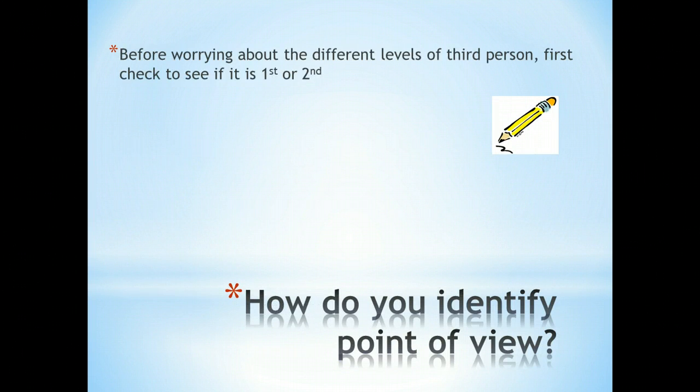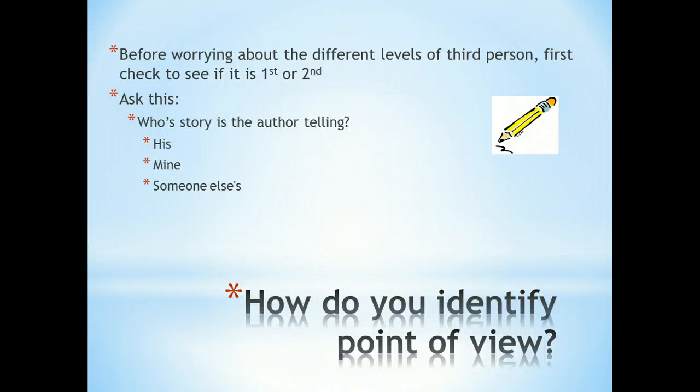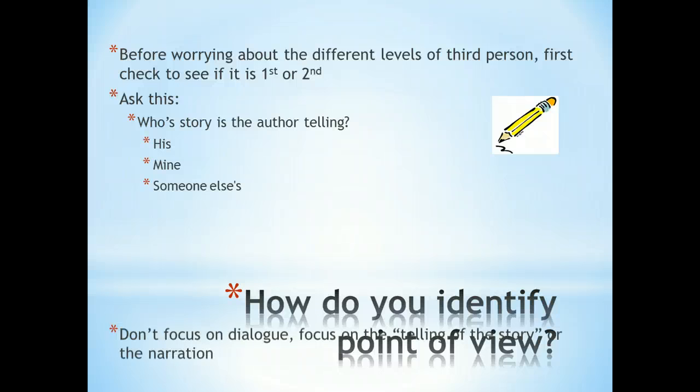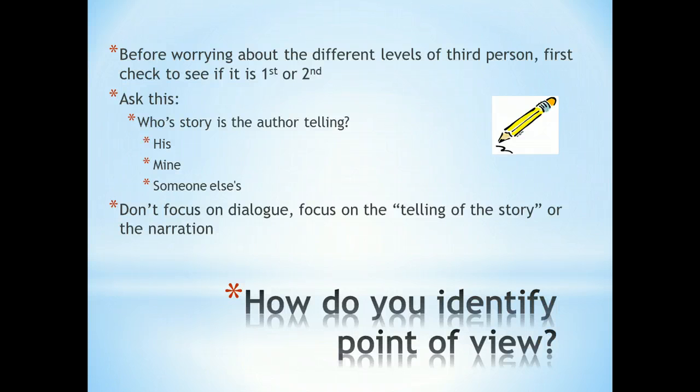So how do you identify point of view? Well, before worrying about the different levels of third person, first try and check and see if it's first or second. So eliminate those, and then you can dive deeper into the text to figure out the different levels of third. So really you should be asking whose story is the author telling, his, mine, someone else's, and that will help you kind of narrow it down. Don't necessarily focus only on dialogue, focus on the telling of the story or the narration of the story.